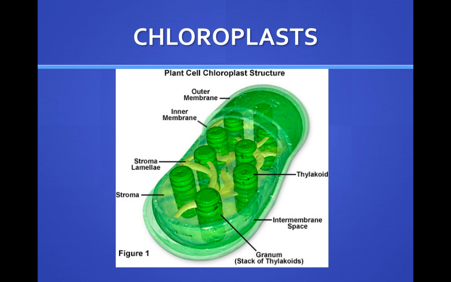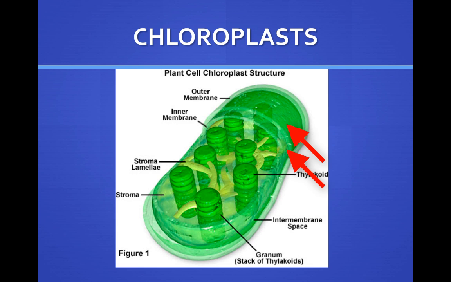The chloroplast contains the grana or granum. Granum is singular, grana is plural, and it's a stack of thylakoids. This is really a solar power pack, and it is where chlorophyll traps the solar energy. It is made of discs called thylakoids, so each individual disc is a thylakoid, and the chlorophyll is contained in the membrane of the thylakoid.